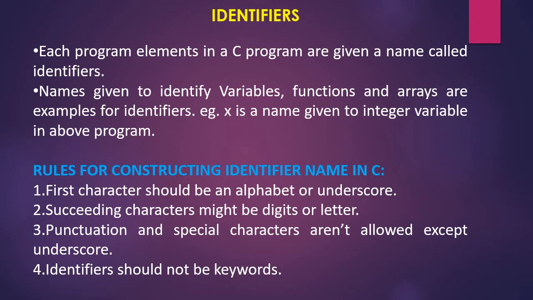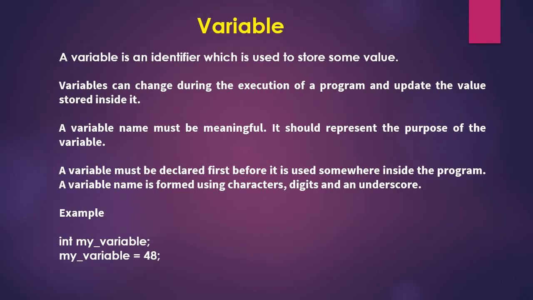And there are some rules to frame an identifier. First, the first character should be an alphabet or underscore. Second, succeeding characters might be digits or letters. Punctuation and special characters are not allowed except underscore. We can use underscore, but we cannot use it as the first character. Finally, an identifier should not be a keyword, because keywords are already defined.